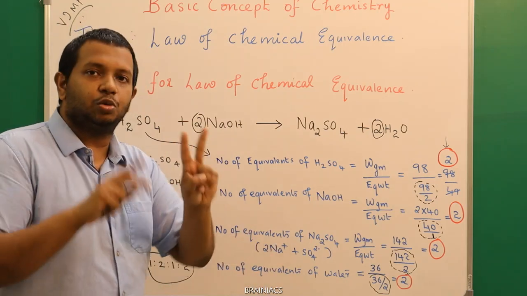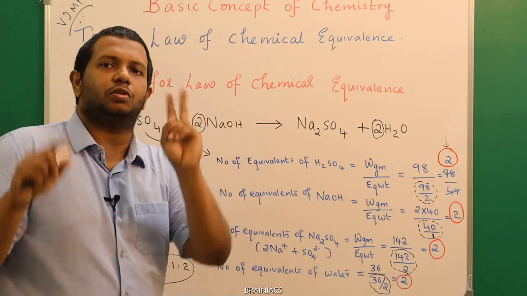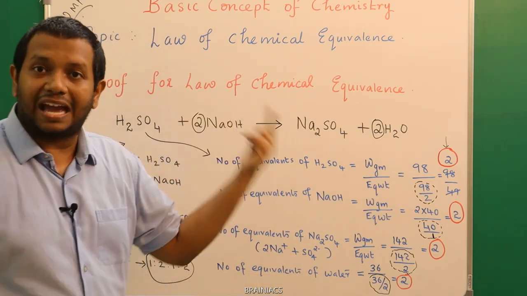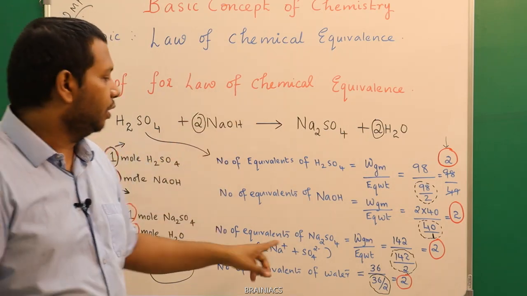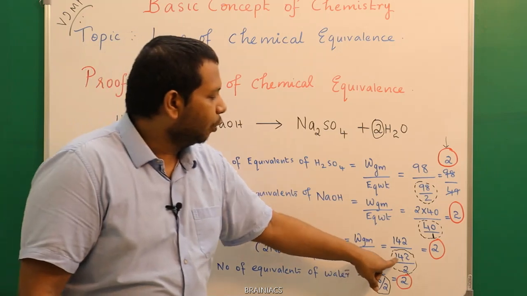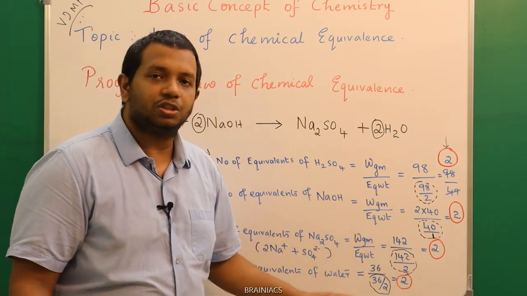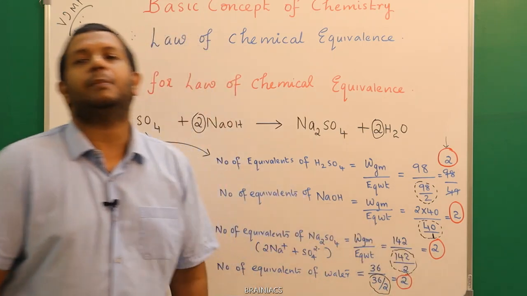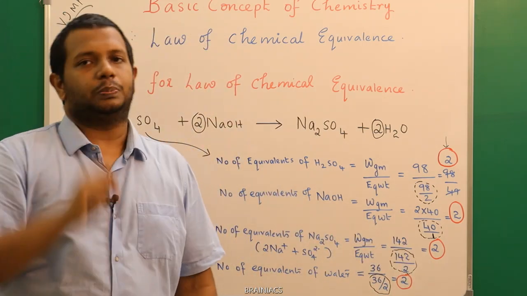So Na plus, 2 Na plus is there. So plus 1 plus 1, so totally 2. Or you can take SO4 2 minus, the total charge on the cation or total charge on the anion. So 2 minus, again the answer is 2. So I can put it here: molecular weight divided by total charge on the anion or cation, that is 2. So this will cancel off, and again the number of equivalents is equal to 2.